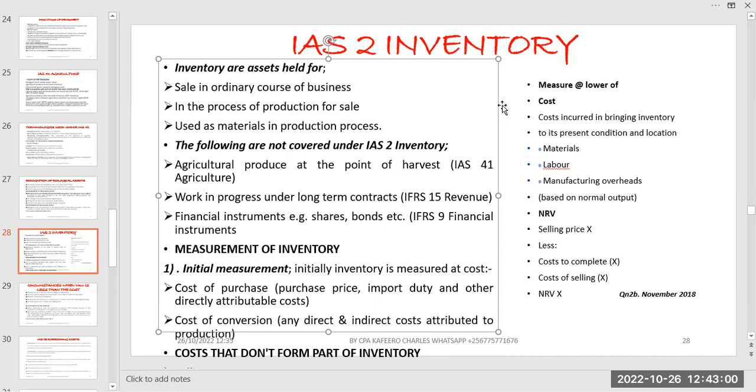So basically what we are going to be looking at when we are talking about inventory, that's how basically we recognize it. Must be finished goods, must be work in progress, but not the one for long-term contracts, then it must be raw materials. So having known that we have identified them, then which values are we going to attach on those items we have got? That is the measurement of inventory.